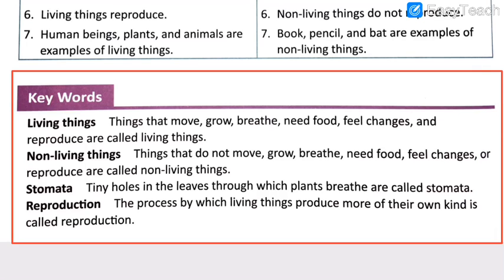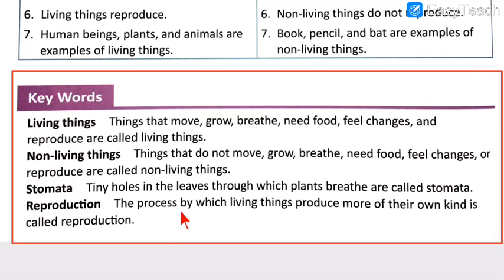Okay, it's time for you to repeat after me now. Tiny holes in the leaves through which plants breathe are called stomata. Okay, moving on to number 4, which is the last keyword, reproduction. Please start writing. I'll read it for you.